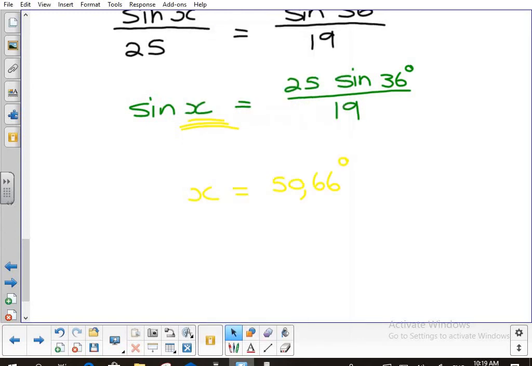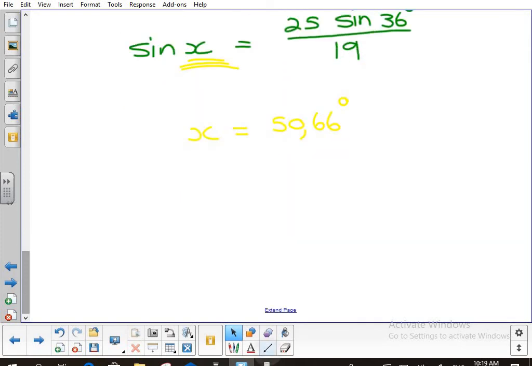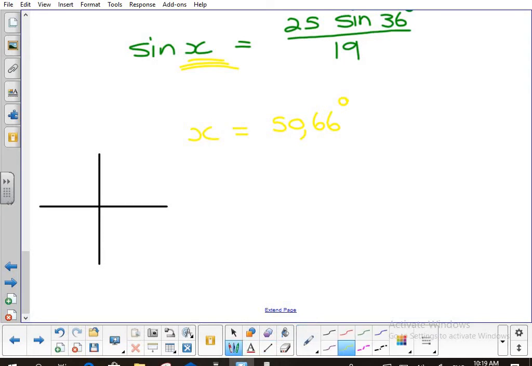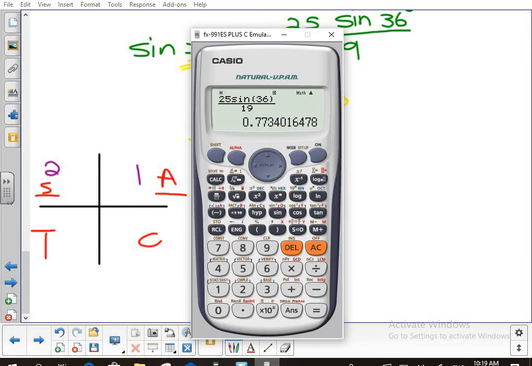So if it's positive, according to me, sin can be in two places. Sin can be either in your first quadrant or your second, because according to this diagram, it says CAST, which means sin would be positive there and in the second. So that 50.66 is found where? In the first quadrant. That's the angle there. But where else could I find an angle that will give me that same answer of 0.77 in the second quadrant?